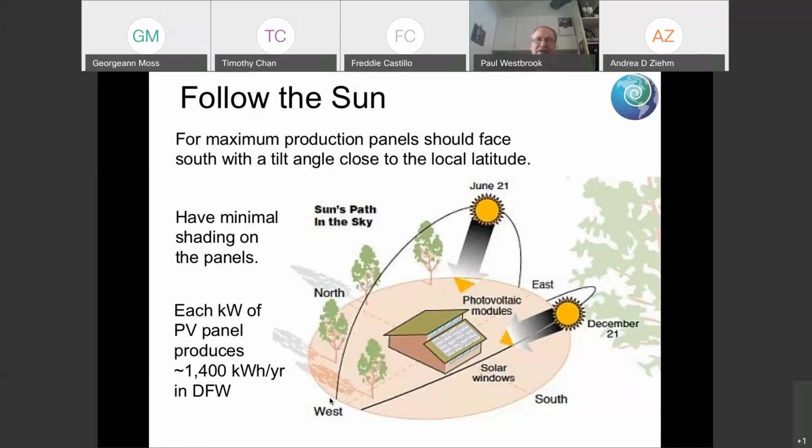Now, if you know the path, then it's pretty obvious that you want a south-facing roof surface and maybe tilt it up about at your latitude to really optimize your energy use. And if you're roughly optimized, then every kilowatt of panel you have produces about 1,400 kilowatt hours every year in the Dallas-Fort Worth area.